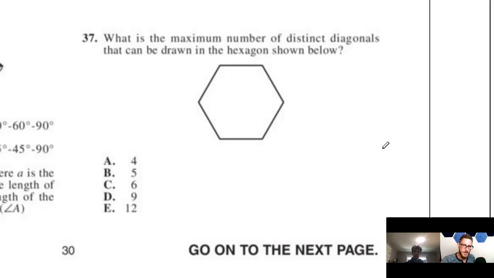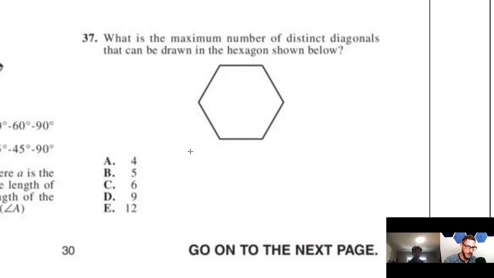What is the maximum number of distinct diagonals that can be drawn in the hexagon shown below? All right, tell me what you did to give this one a shot. So I knew that there was a theorem that you can do, but I kind of forgot the theorem. So I just tried drawing it in and I got 6. Okay. So let's see how many we can come up with now.